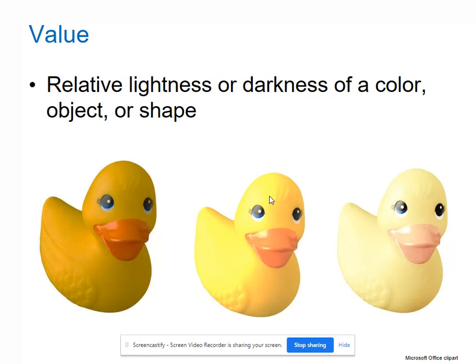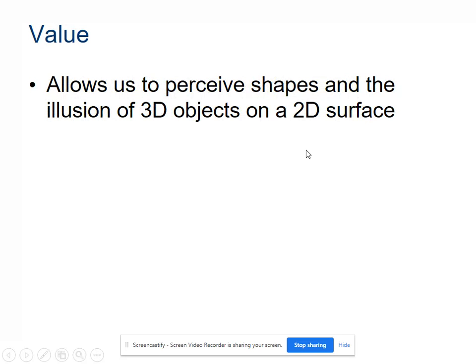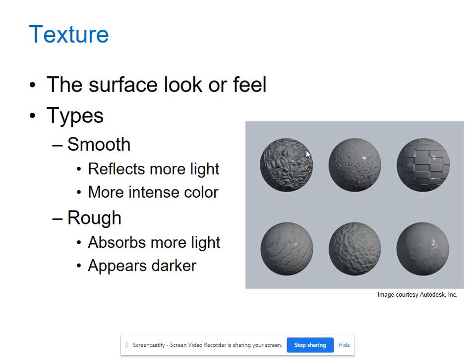Value is the relative lightness or darkness of a color, an object, or a shape. We see these rubber duckies here. We have a higher value for this darker one, this one on the left. In the middle, we have a medium value. Then on the right, we have a low value, and that gives us that lighter color. Value allows us to perceive shapes and the illusion of three-dimensional objects on a 2D surface.